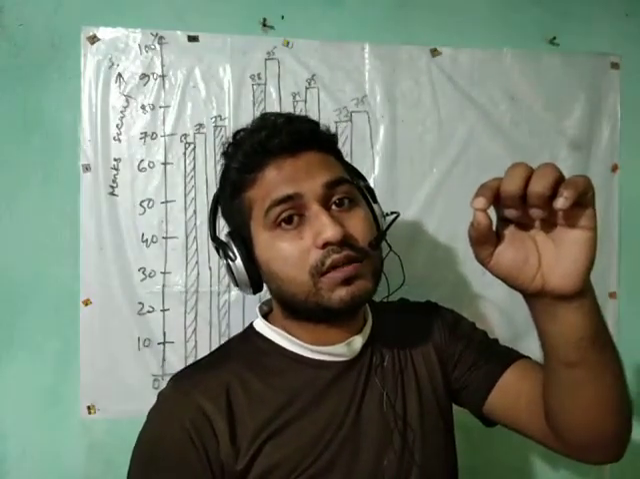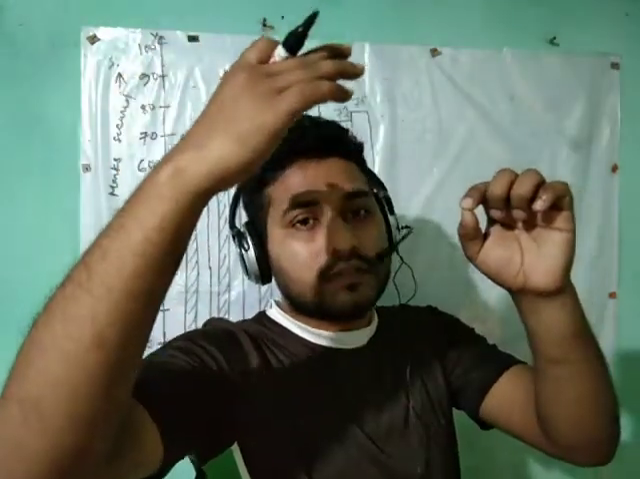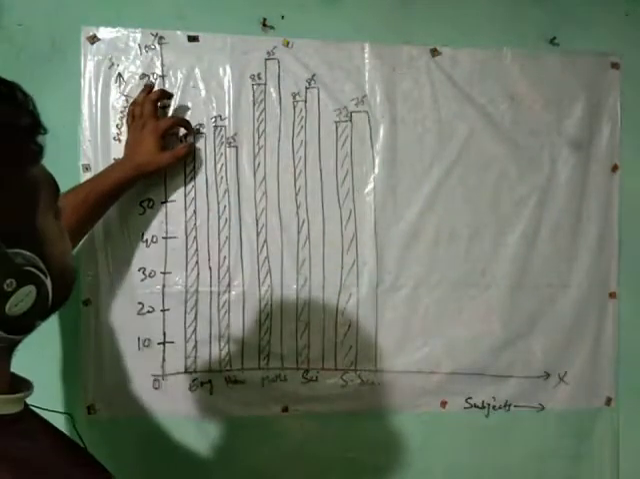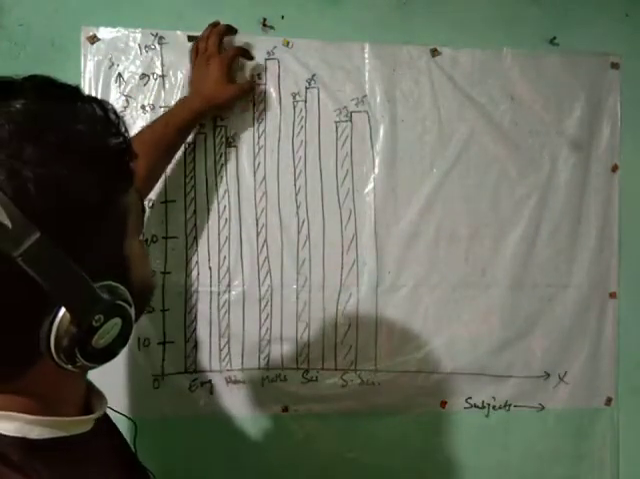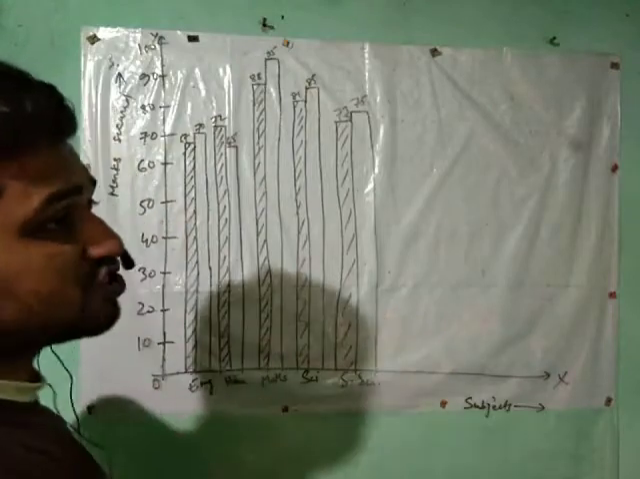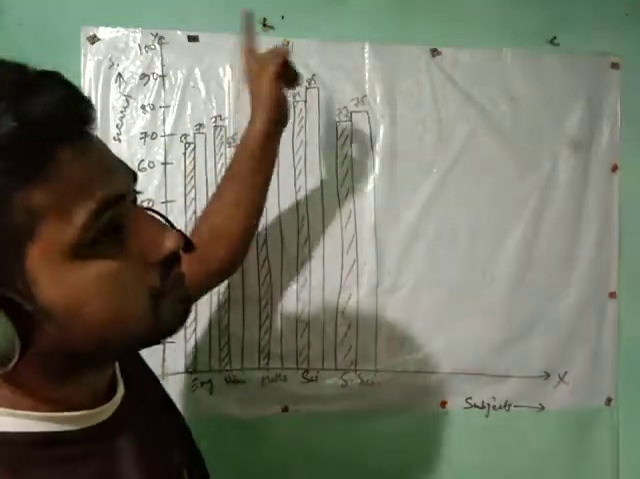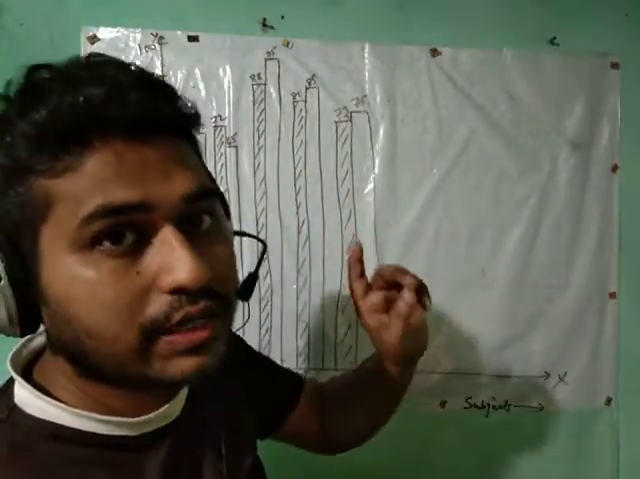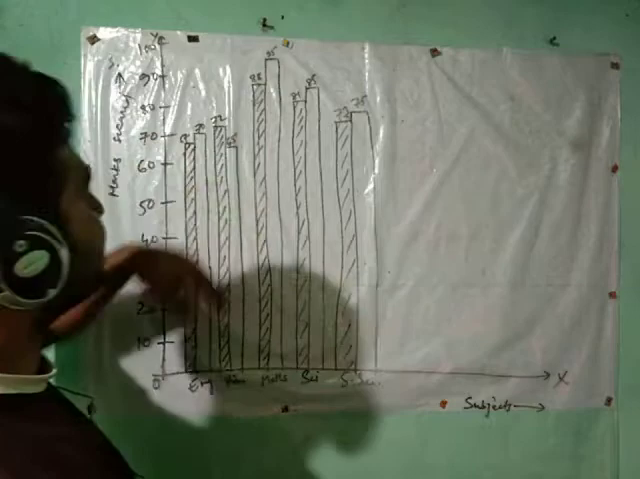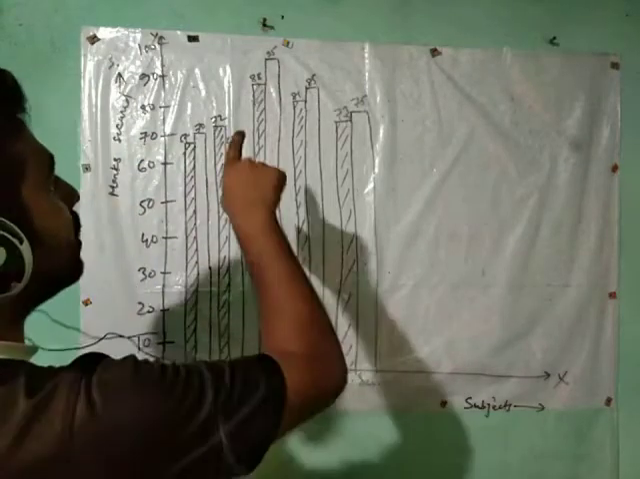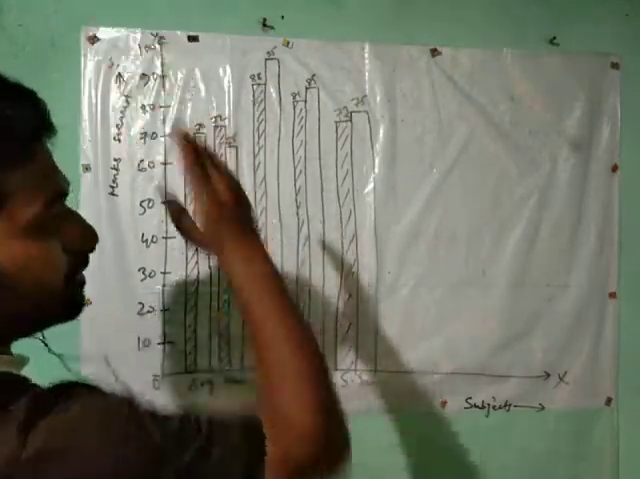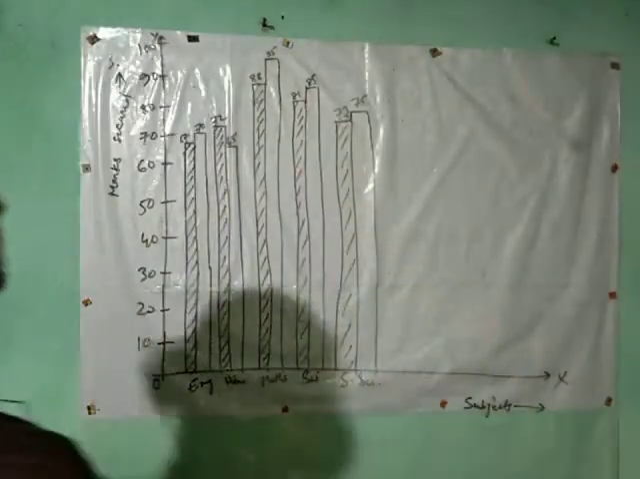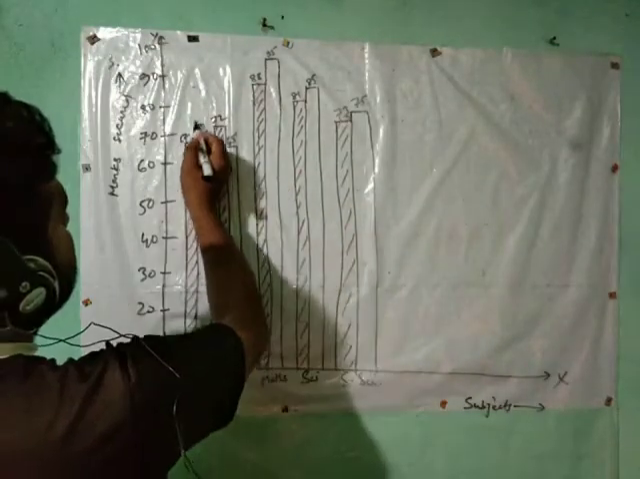That means in the first term, whatever he got, what more has been achieved in the second term? That means this gap. And achievement is always an increase. If it is decreasing, then it is not called improvement, it is degrading. So for improvement, first of all, the second bar must be higher.